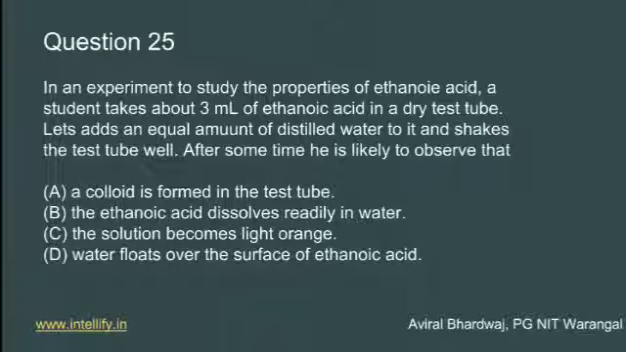Question 25 is an experiment. Study the properties of ethanoic acid. A student takes about 3 ml of ethanoic acid in a dry test tube. He adds an equal amount of distilled water to it and shakes the test tube well. After some time, he is likely to observe... There are four options.